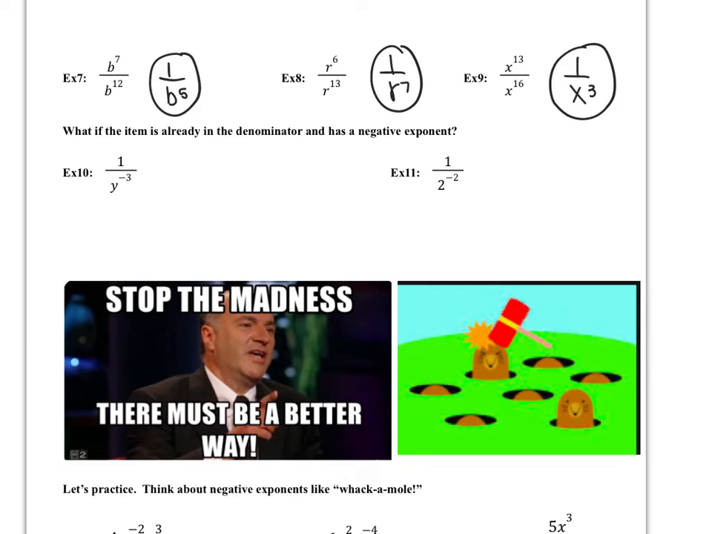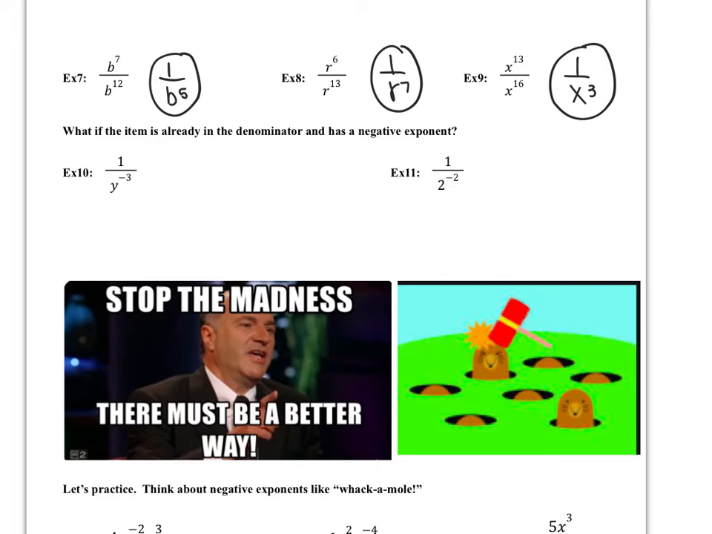So in this case, what I did was I looked at the number of variables in the numerator and the denominator, and I decided where there were more and how many more there were. So if there's 7 b's on the top and 12 b's on the bottom, that's an extra 5 b's in my denominator. In example 8, 6 r's on the top, 13 r's on the bottom is an extra 7 r's in the denominator, 1 over r to the 7th. 13 x's on the top, 16 x's on the bottom, that's an extra 3 x's in my denominator.